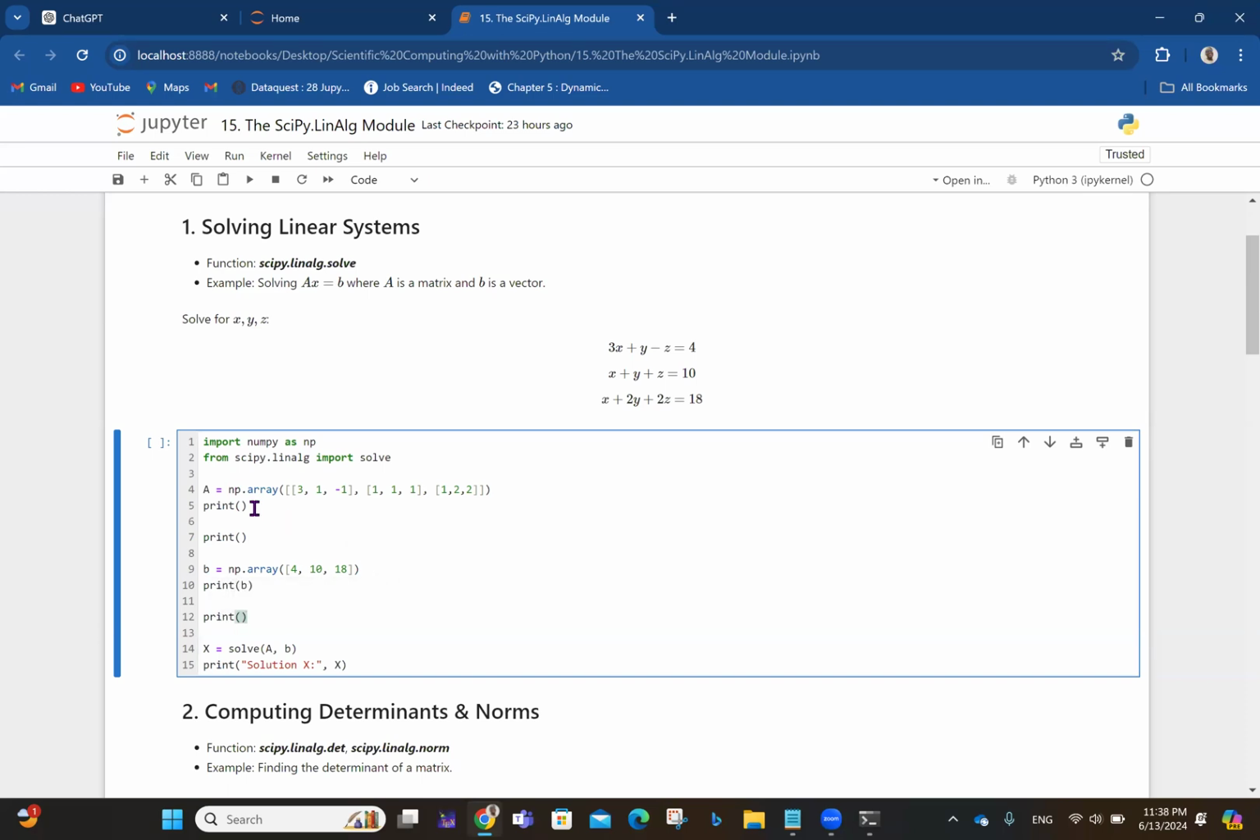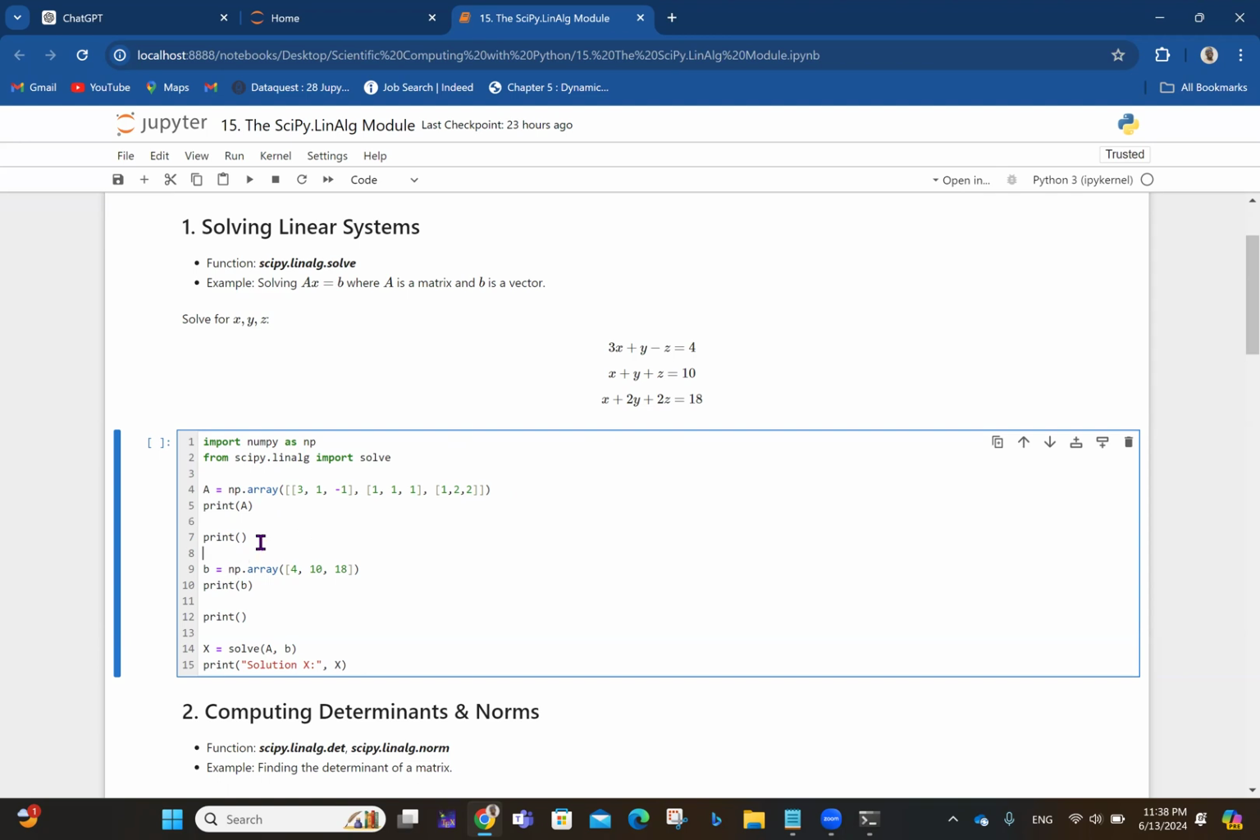So here we're printing A. In line 4, you have the coefficients of the variables. That's 3, 1, minus 1. That's what you have in the first list. So we are making a numpy array from a list of the coefficients so that we can have a 3 by 3 matrix, a 3 by 3 array. So you have 3, 1, minus 1, and then you have 1, 1, 1, and then 1, 2, 2.